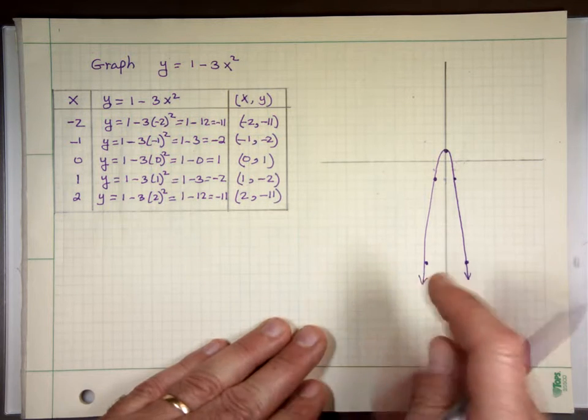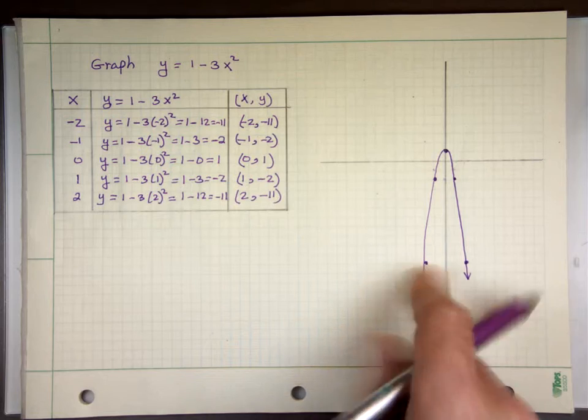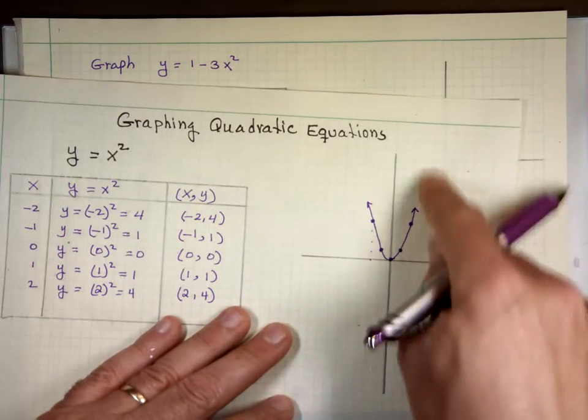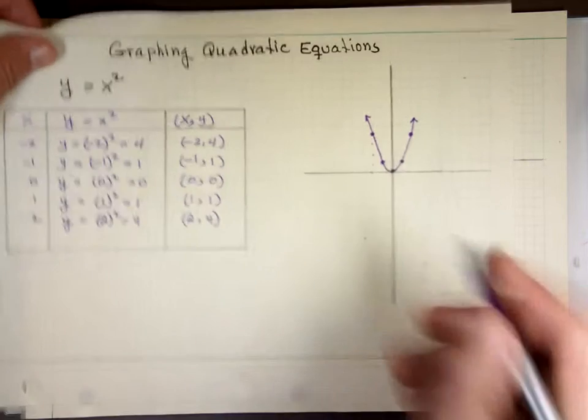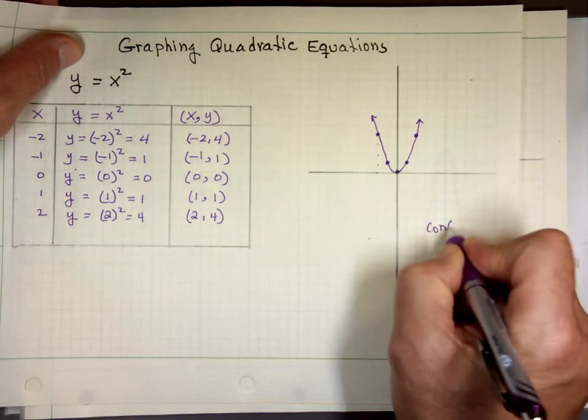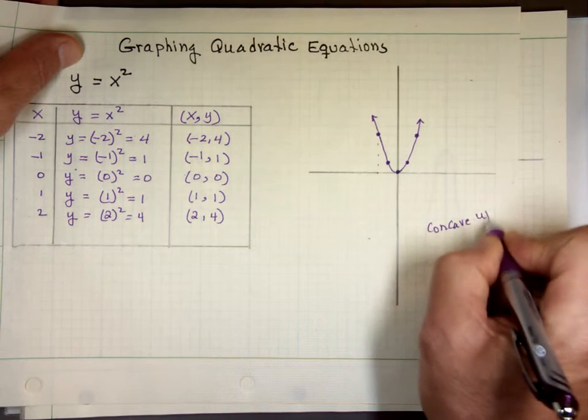But I want you to notice something here. The graph in the previous one was opening upwards, called concave upward. That's what we call this. Concave upward, opens upward.